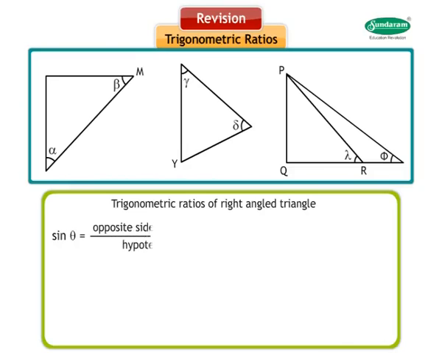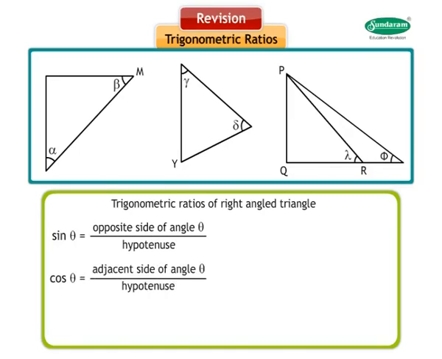Sin theta is equal to opposite side of angle theta upon hypotenuse. Cos theta is equal to adjacent side of angle theta upon hypotenuse. Tan theta is equal to opposite side of angle theta upon adjacent side of angle theta.